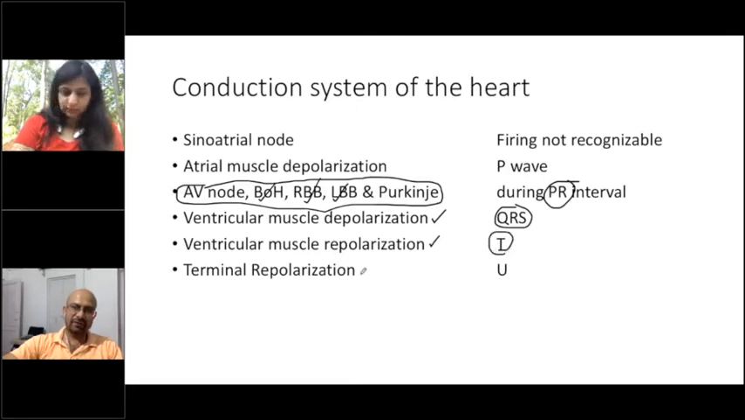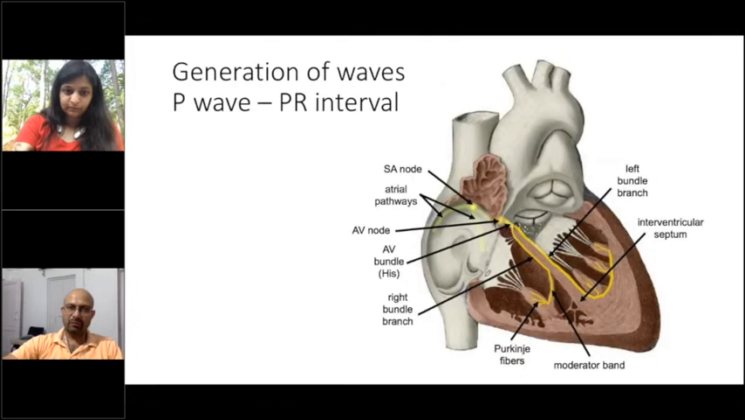And when the ventricular repolarization is happening, or it's the terminal Purkinje fibers that are repolarizing, we get what is called the U wave. So again, we will see more on this. So this is just an animation which will tell you exactly how this is happening.